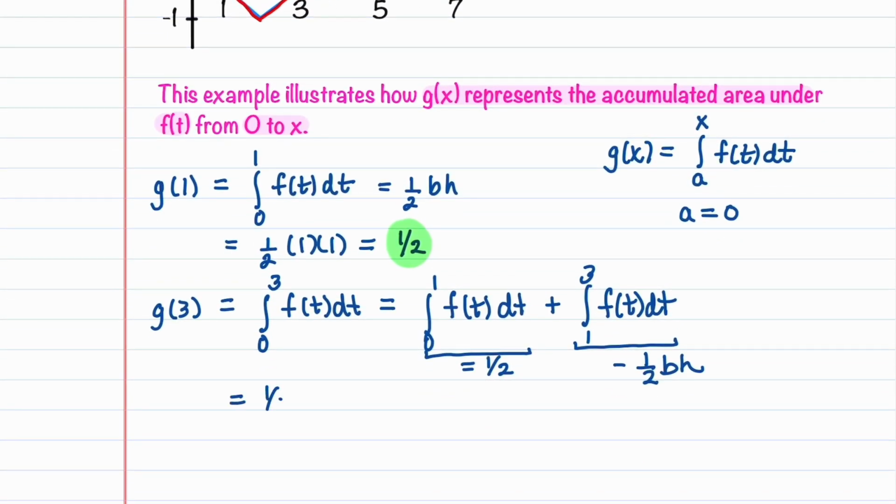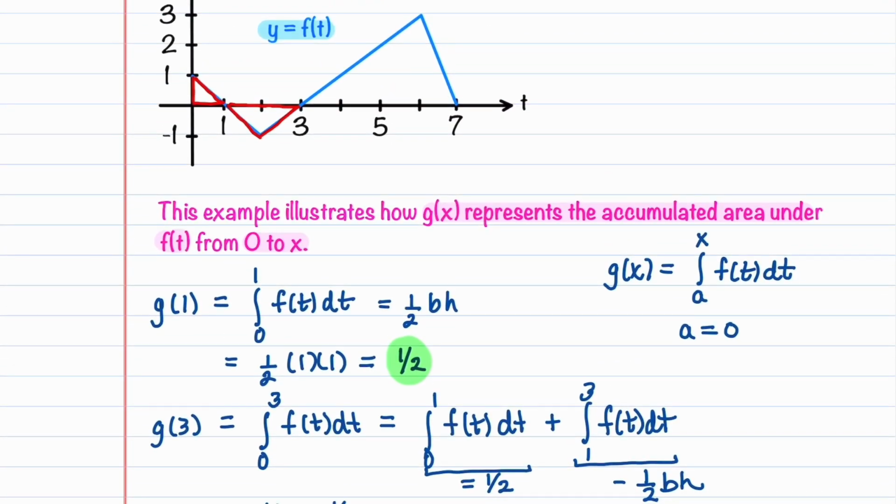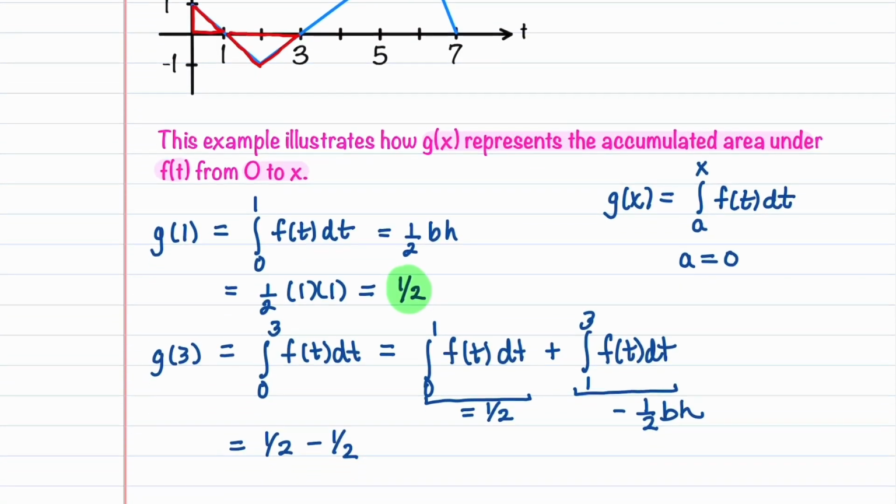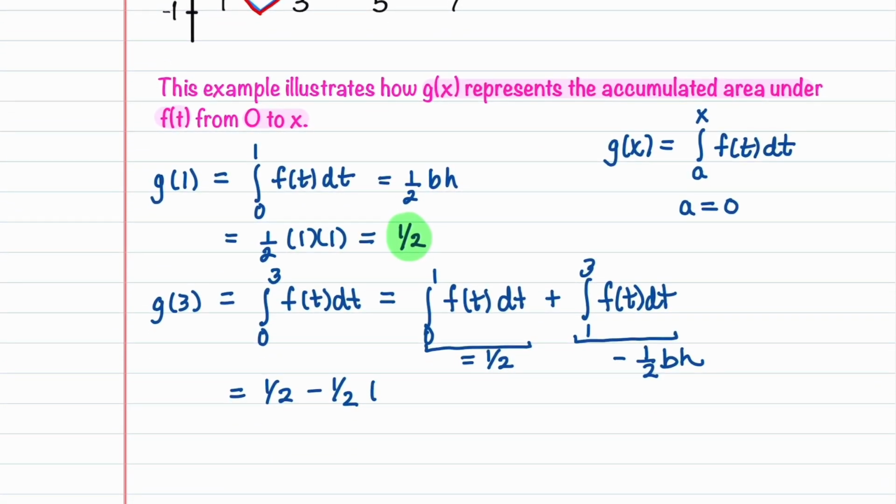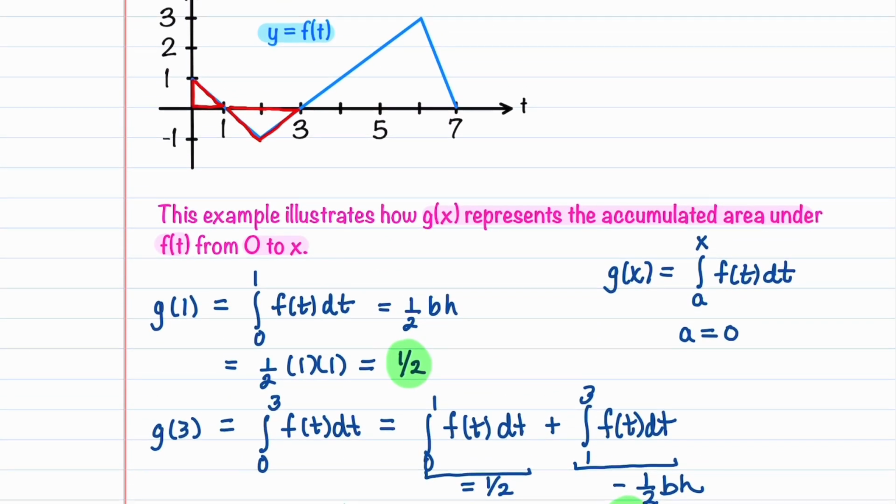g of 3 is then 1/2 minus 1/2 times our base of 2 and our height of 1. So this is minus 1/2 times 2 times 1. And this gives us 1/2 minus 1, which is equal to minus 1/2. Let's go back up here at our graph because I want to show you something. Notice that as we go from x is 0 to x is 3, there is more area under the x-axis than there is above the x-axis, which is why our answer is negative.